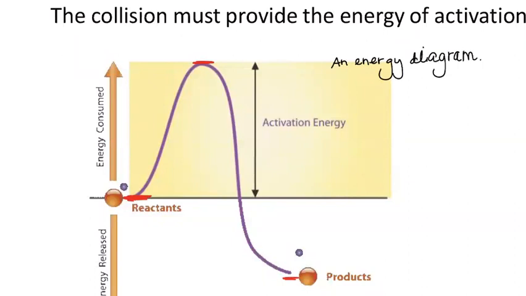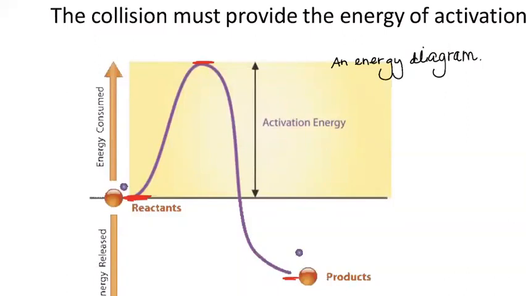And an energy diagram just illustrates the progress that a reaction undergoes, correlating how the reaction has progressed compared to the energy that is consumed versus the one that is released. That's what an energy diagram is.